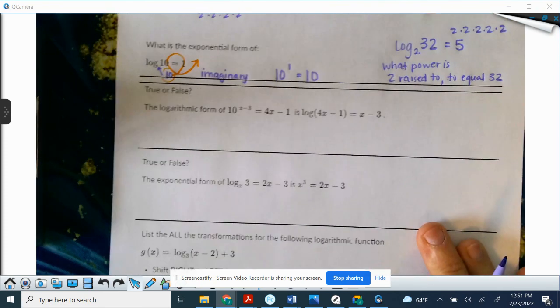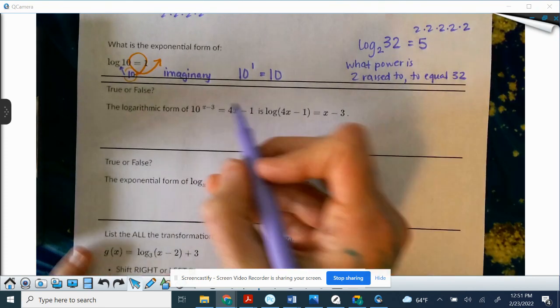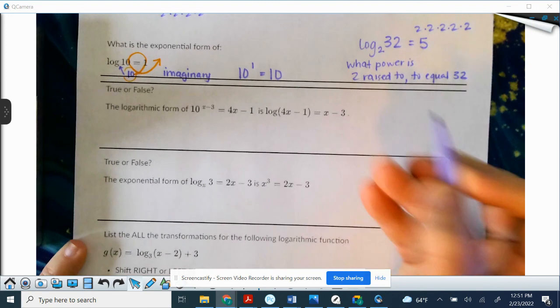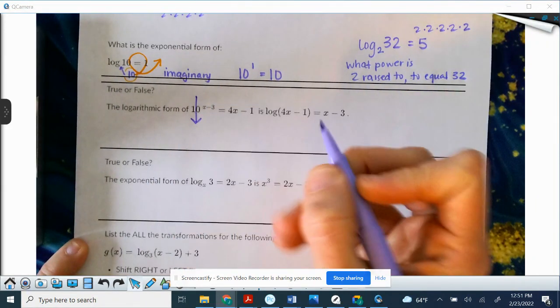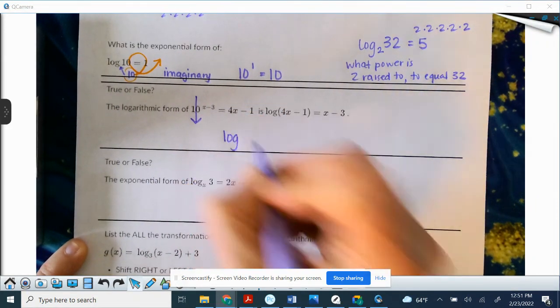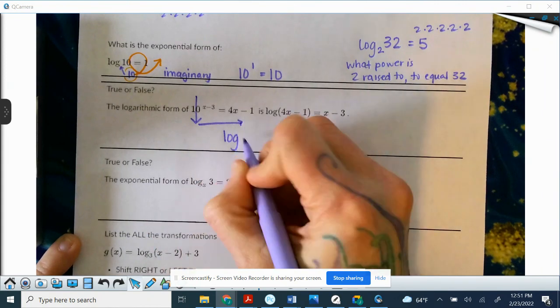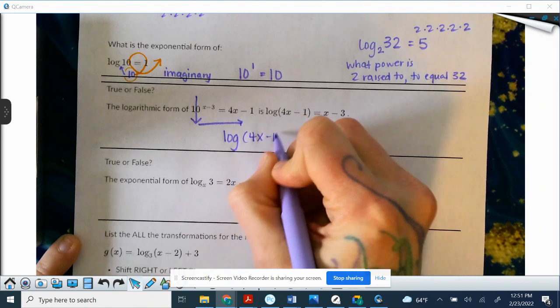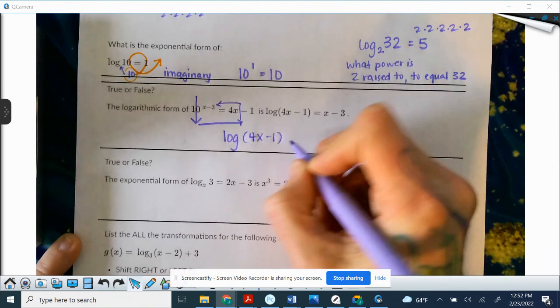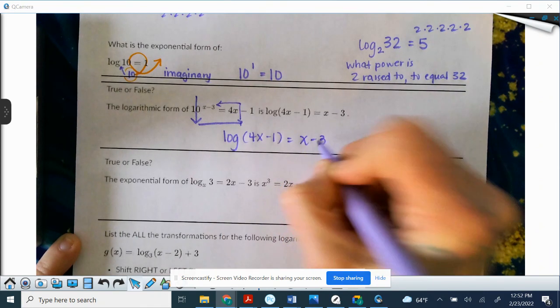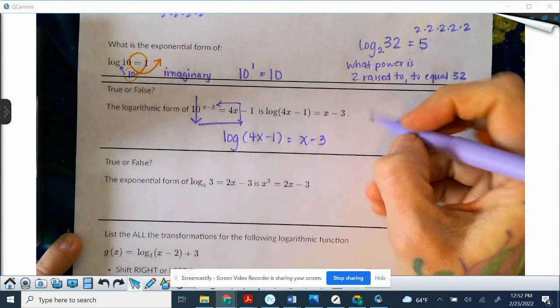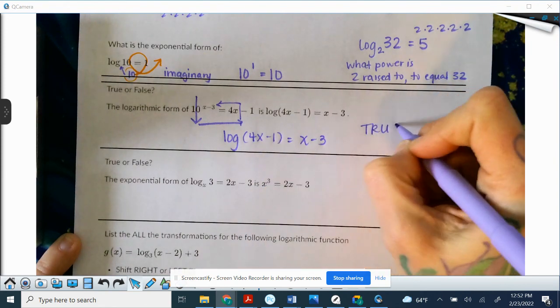True or false, the logarithmic form of, so don't panic, it looks wild. This is going in the basement. So that means we know it's going to be log and we don't need to put anything down there because it's a 10, it's assumed. We're going to make our L, that's 4x minus 1, is x minus 3. So is that correct? So this would be a true statement. It is correct.